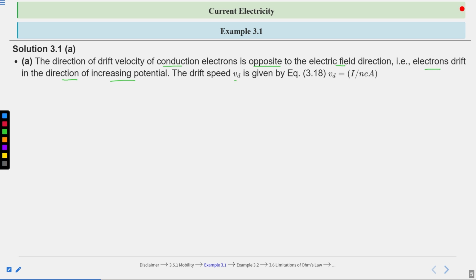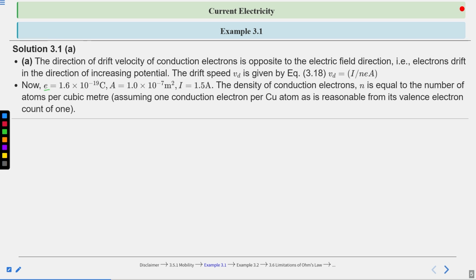The drift speed Vd is given by equation 3.18. In yesterday's lecture, we have derived the expression for drift velocity. That was Vd equal to minus E tau upon m. After that we derived the relation between the drift velocity and current. So this relation is marked as equation 3.18. According to that, Vd is given by I upon nEA because I is given by nEA Vd. So Vd is given by I upon nEA.